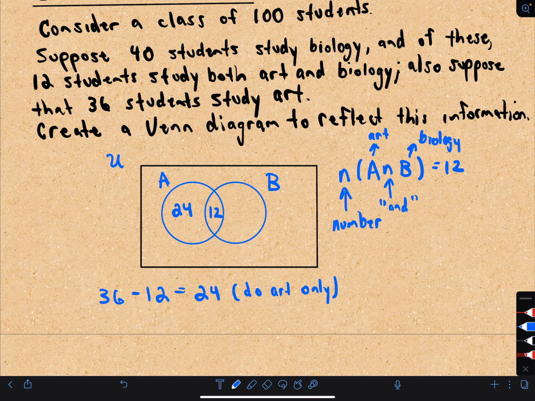So we can do the same thing when we shade here. If we look at this part of the circle, those are going to be the students that do biology only. They don't study art. Well, again, I know that 40 students study biology. Maybe they study other stuff like art. So if I want to figure out the number of students that do biology only, I'll take 40, and again, I'll subtract 12, and 40 minus 12 is going to leave us with simply 28. So those are going to be the number of students that do biology only.